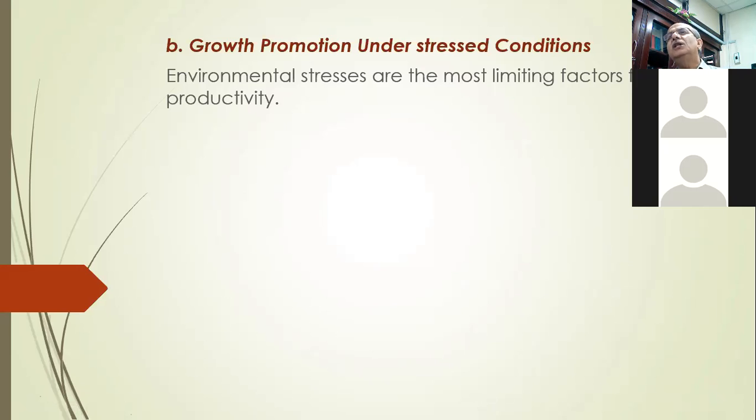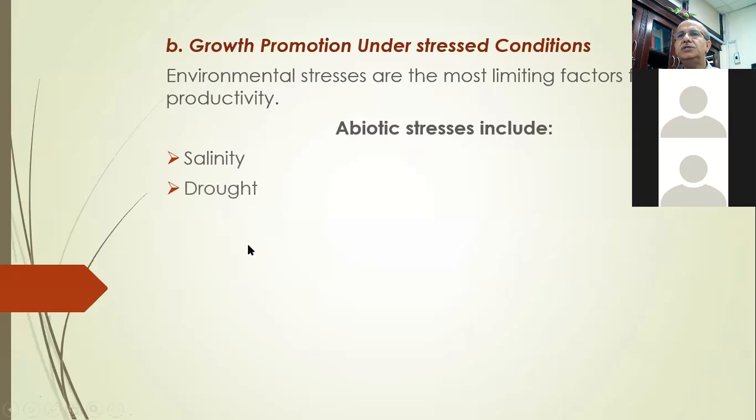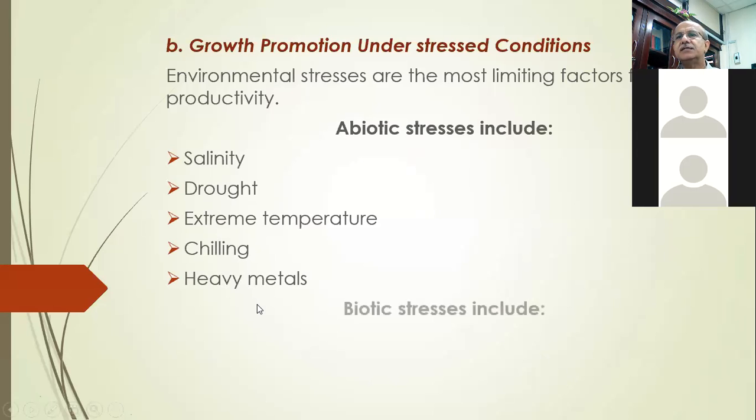Yes. So all these are the environmental stresses: salinity, temperature, moisture. These are the environmental stresses, right? And these are the abiotic stresses. These are not biotic, these are abiotic stresses. So they can affect the crop productivity. The abiotic stresses include salinity, drought, extreme temperature that may be too high or too low, chilling, of course, too low temperature, and heavy metals. These are the abiotic stresses.